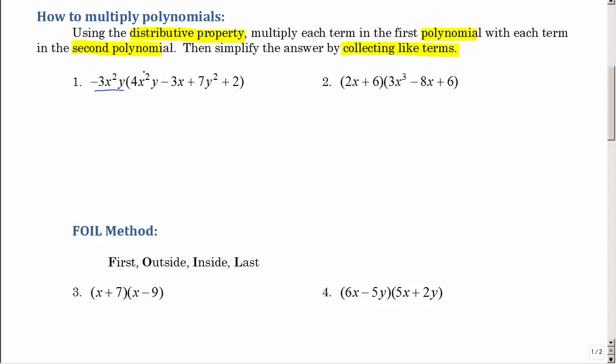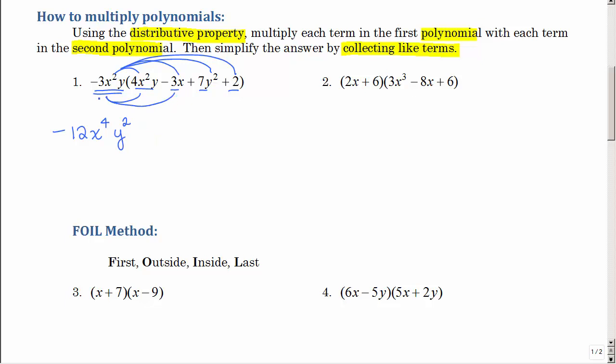Okay, so I have this monomial and I'm going to distribute it inside this parenthesis to all four things. So I have a polynomial here and a monomial here. So I'm going to multiply those first two things by multiplying the coefficients. So I have negative 12. Keep the base of x and add their exponents. Keep the base of y and add their exponents.